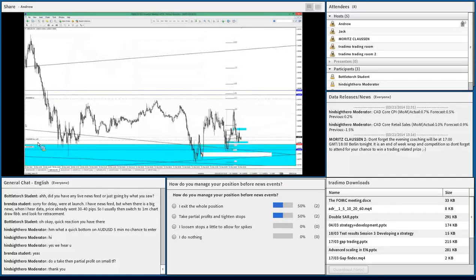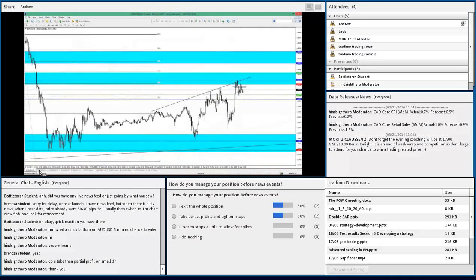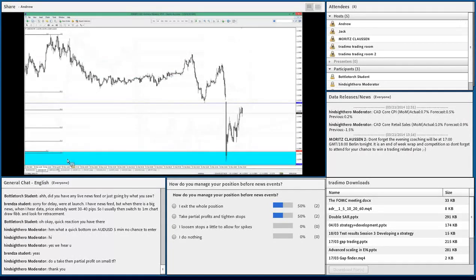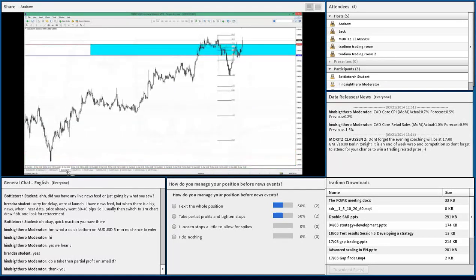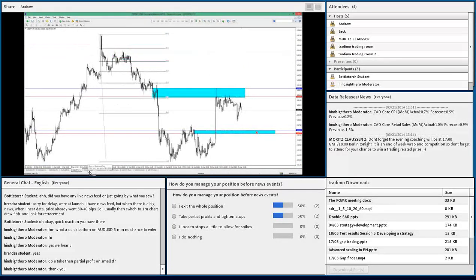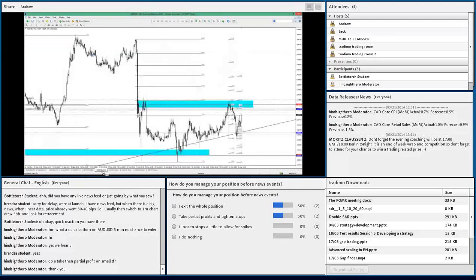I think cable still sitting about, euro plotting about, what was the other one? Aussie, yen. Any questions on that stuff? Got a couple minutes left and we'll wrap it off.